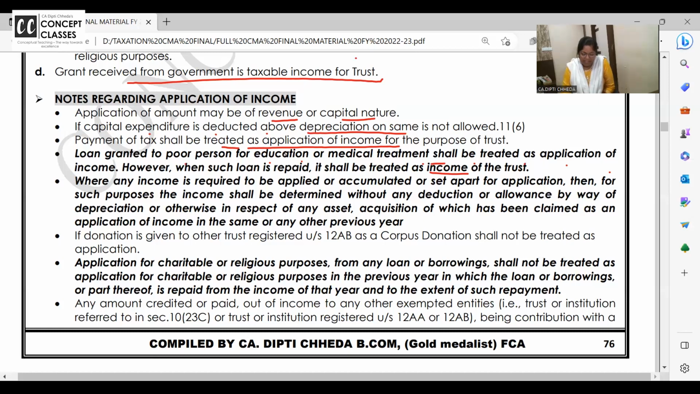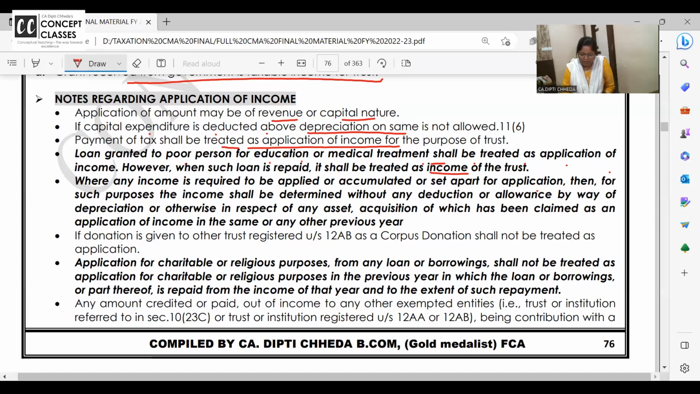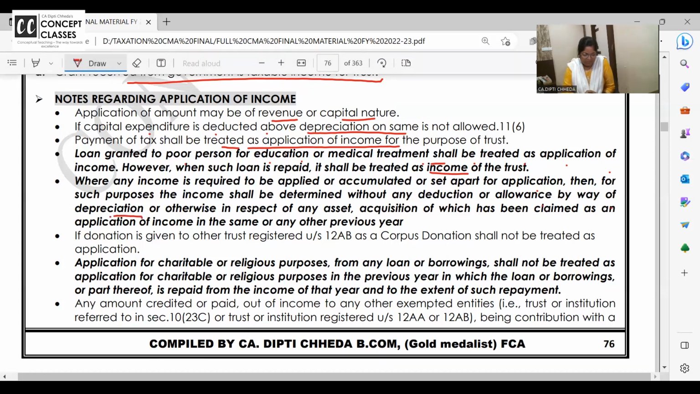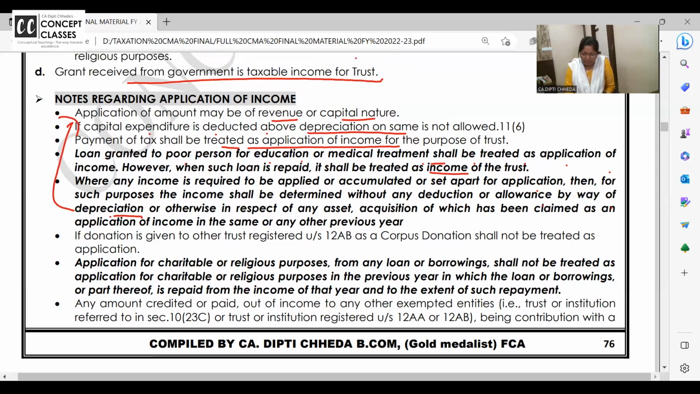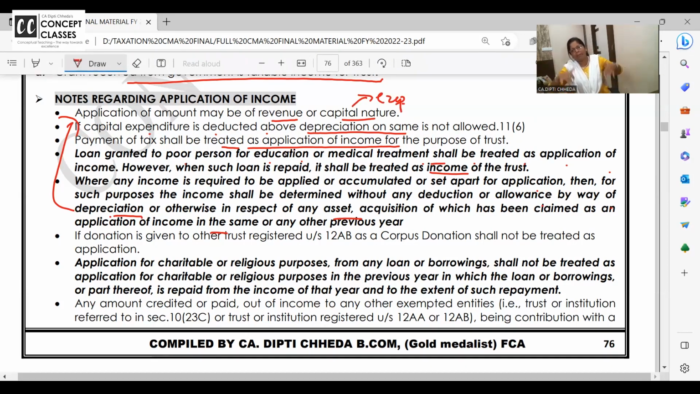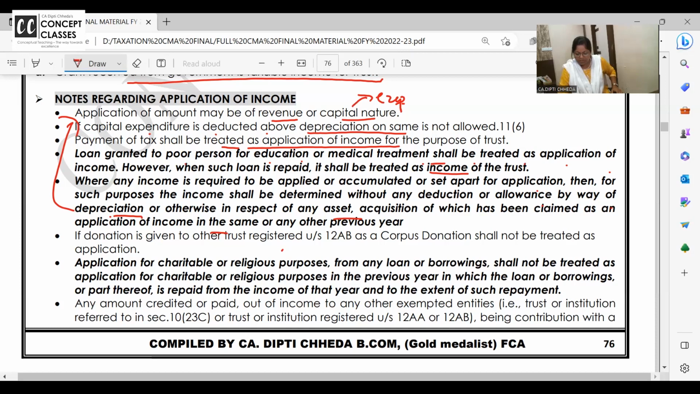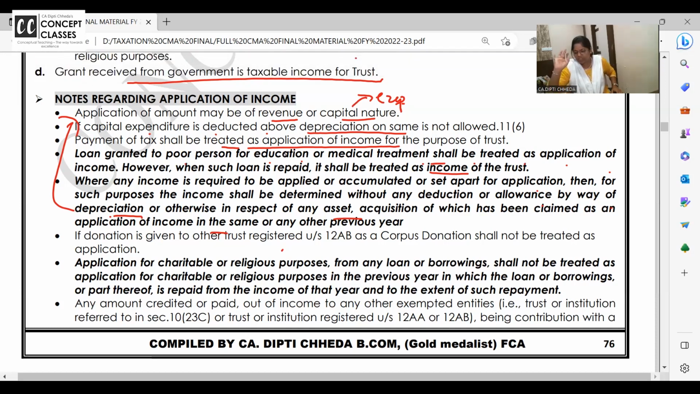Yes. Where any income is required to be applied or set apart, then for the purpose of income shall be determined without any deduction allowance by way of depreciation. Same point repeated. Depreciation or otherwise in respect of asset acquisition of which has been claimed as application. Asset acquired is only claimed as expense. Then can you claim depreciation on that? Answer is no. If donation is given to other trust registered under 12AB as corpus donations, it's not allowed.